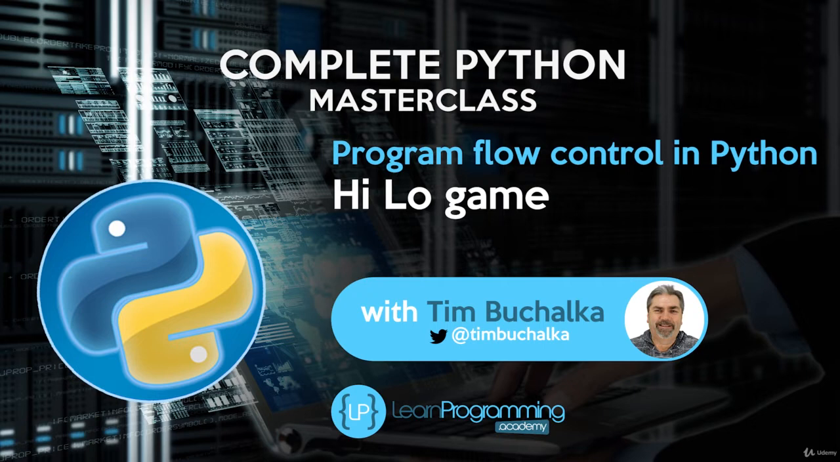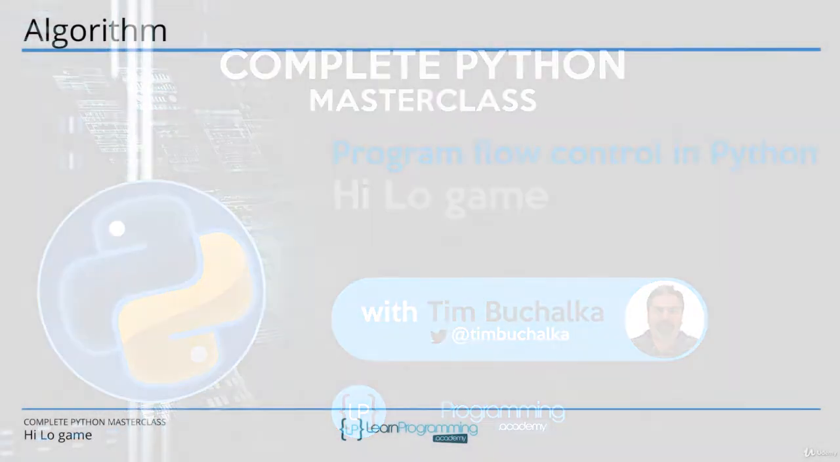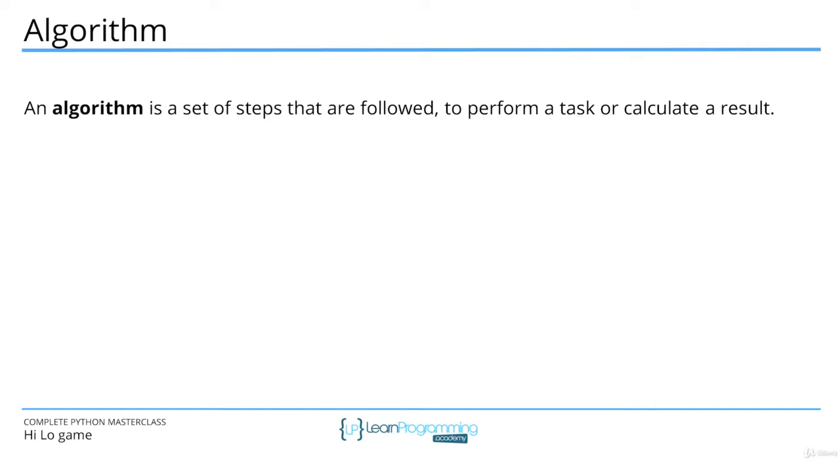In the last video, we saw how a binary chop can be used to reduce the number of guesses needed. In this video, we'll write the code to let the computer guess a number. The code will implement the algorithm that we discussed in the slides in the last video. So an algorithm is a set of steps that are followed to perform a task or calculate a result.